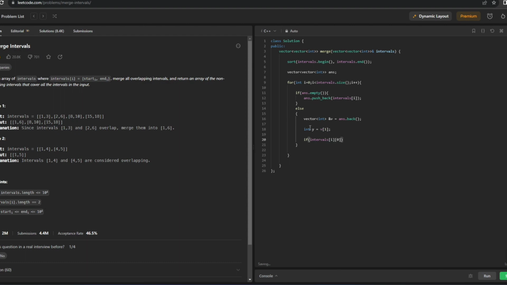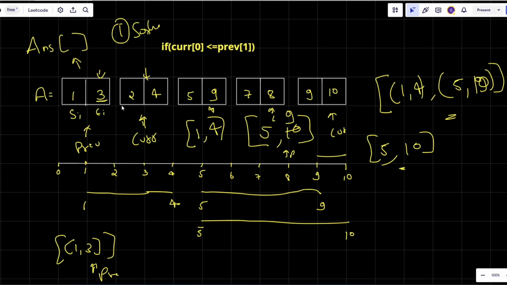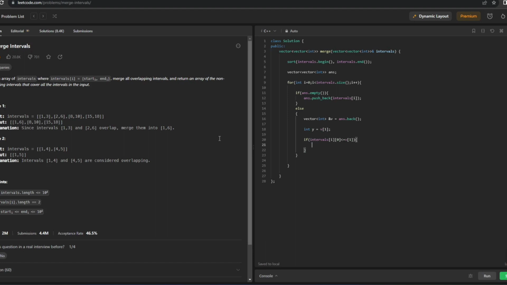Now we'll perform a condition, that is, if the starting of the current interval is less than or equal to the ending of the previous interval, what we'll do at that time? If the condition was true, we were simply taking the maximum of these two and storing it in my answer vector. We'll do the same over here, that is, p of 1 is equal to the maximum of intervals of i of 1 and this y. Okay, we are done with this.